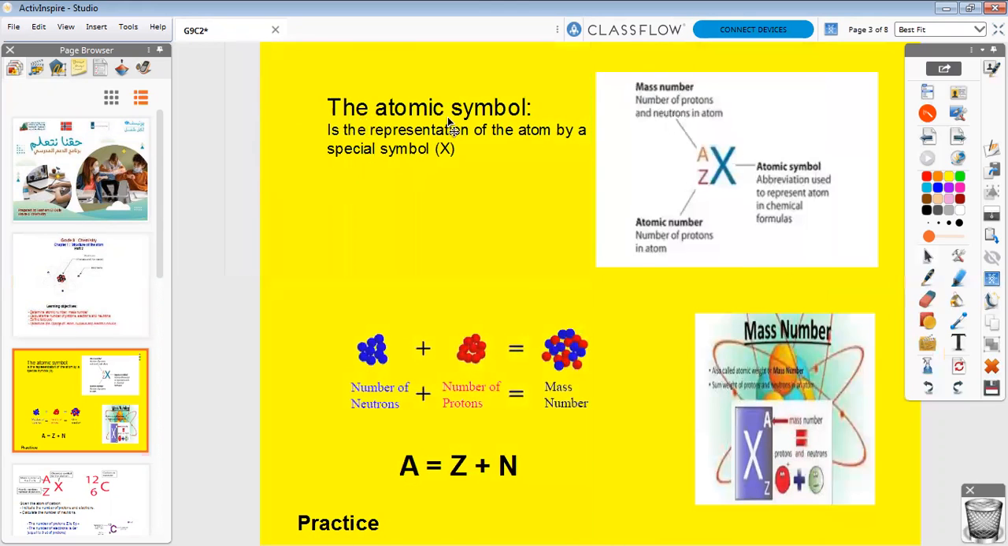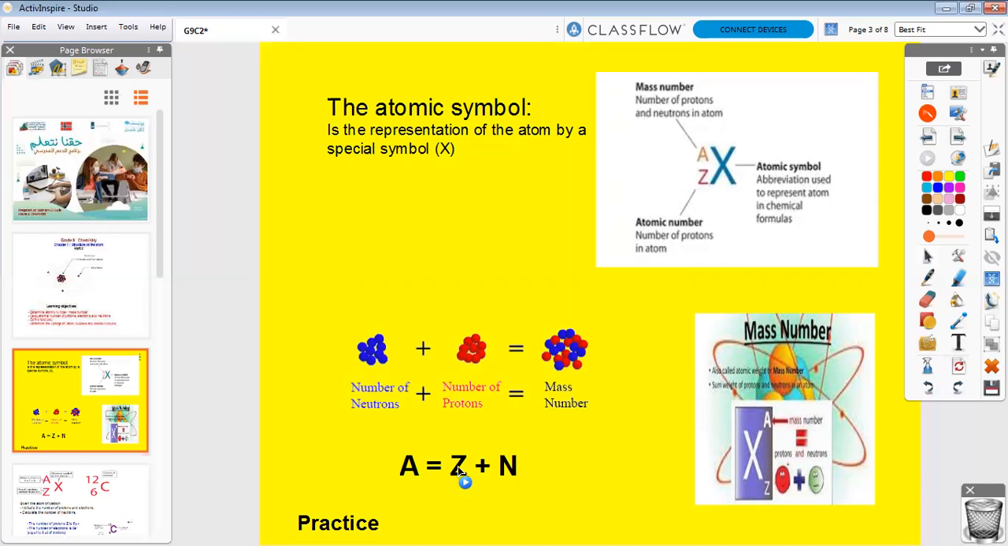Let's first begin with the atomic symbol. This is the atomic symbol for the atom, which is X in general. It is the representation of the atom by a special symbol. The other elements are the atomic number, which is the number of protons, and the mass number, which is the number of protons and neutrons. The number of protons plus the number of neutrons is equal to the mass number.